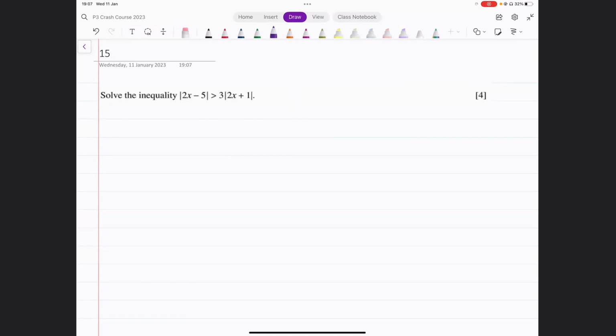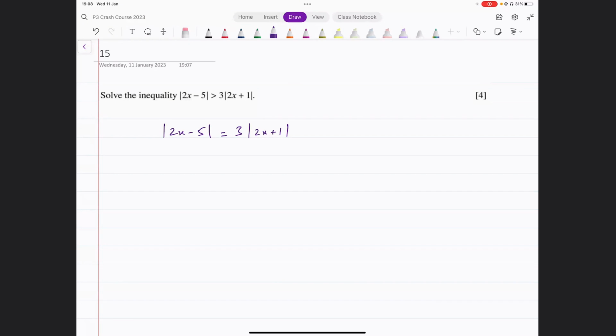Question number 15 from the worksheet. We have to solve this inequality. Now, again, you use exactly the same process. Treat this as an equation. Instead of the inequality, you put the equation sign. Modulus of 2x minus 5 equals 3 into modulus of 2x plus 1.